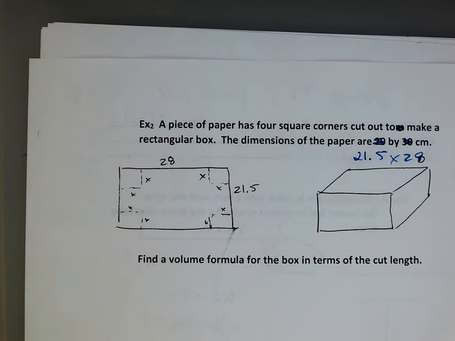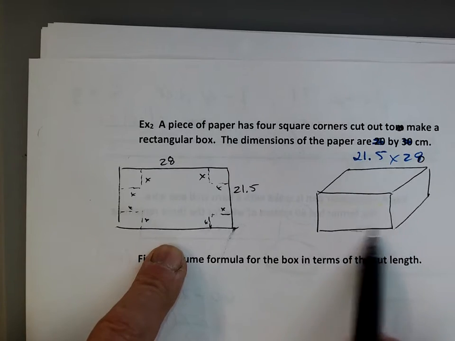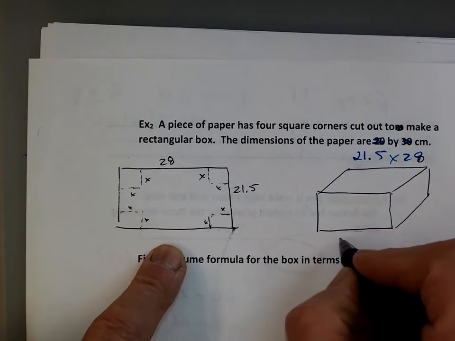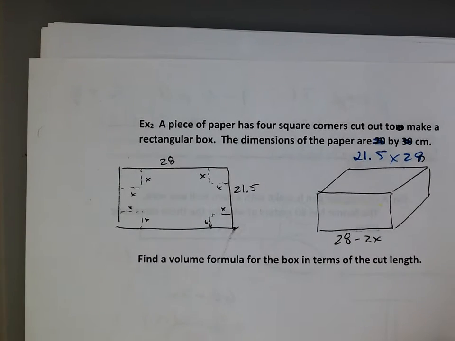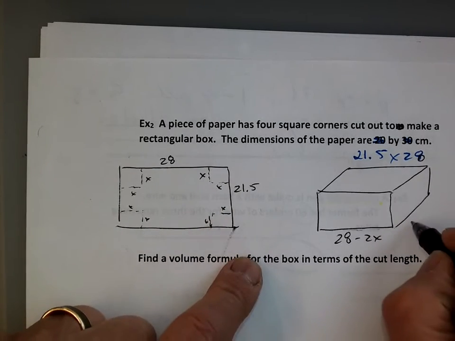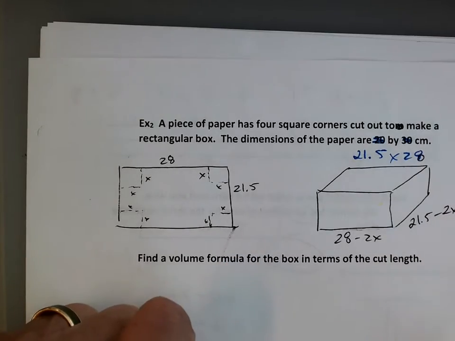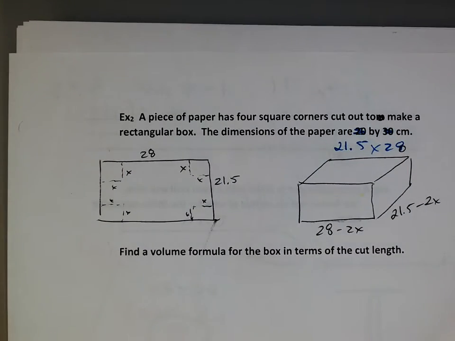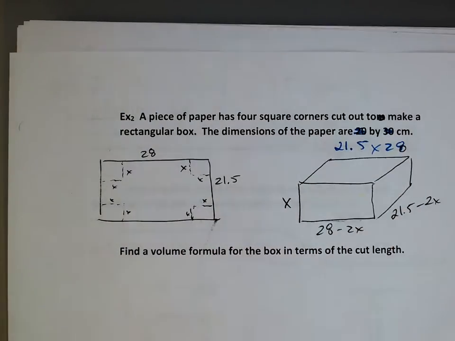So what happens is that the length of this box is no longer 28, but it's 28 minus the 2 cuts, right? That makes sense. And the width of the box is no longer 21.5, but it's 21.5 minus the 2 cuts, right? Because we throw out the cuts. And then the height of the box is the fold, the length of the cut. Okay?